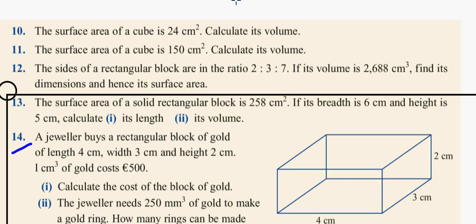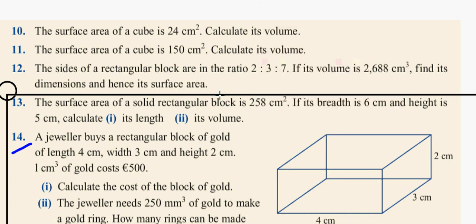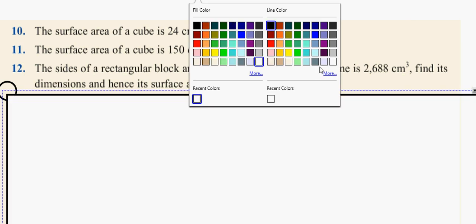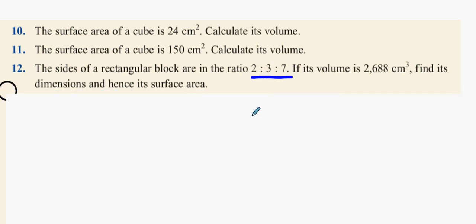Now, the first way we did it was by trial and error. Does anybody know what I mean by trial and error here? What does the ratio 2 to 3 to 7 mean? 2 centimeters for the length, 3 centimeters for the height, 7 centimeters for the length. You multiply them out and what do you get? 42. Would you agree with that?